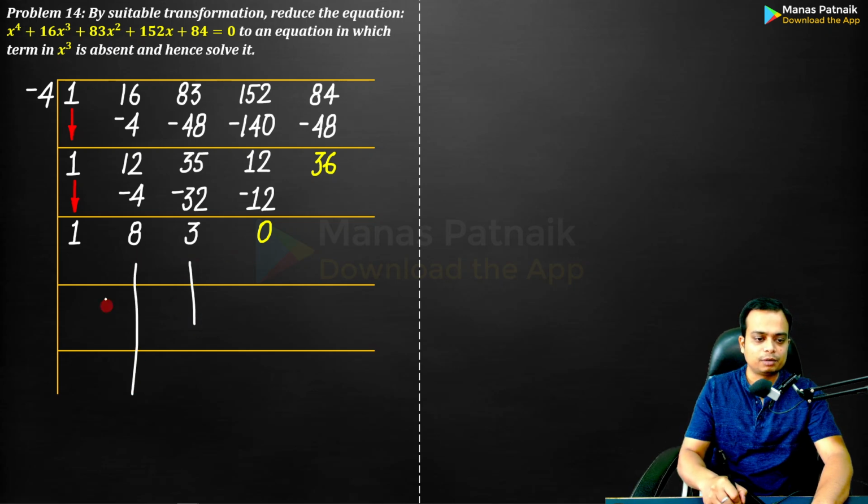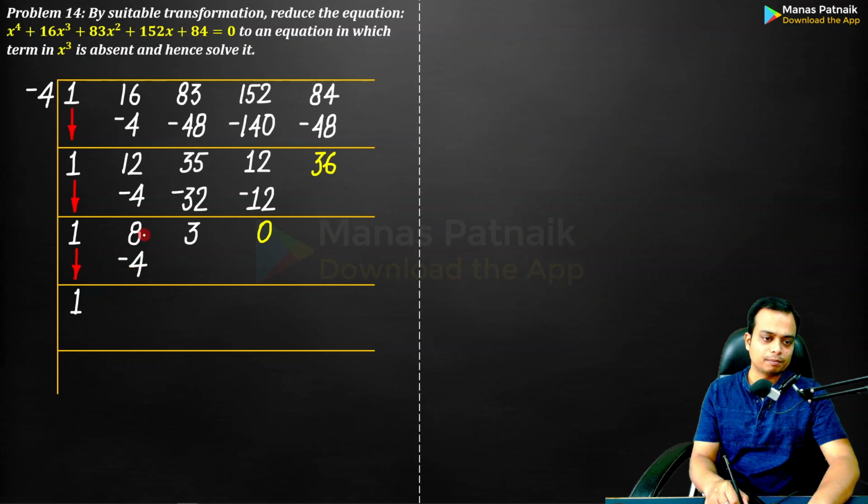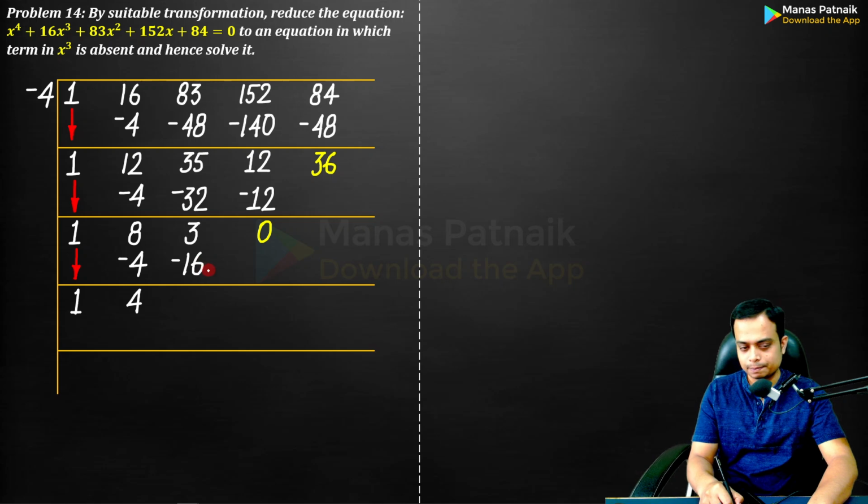Third remainder, fourth remainder and fifth remainder. This is how you'll achieve them. Copy. Minus 4 times 1 is minus 4. 8 minus 4 is 4. Minus 4 into 4 is minus 16. Minus 13. Copy. Minus 4 into 1 is minus 4, and this becomes 0.